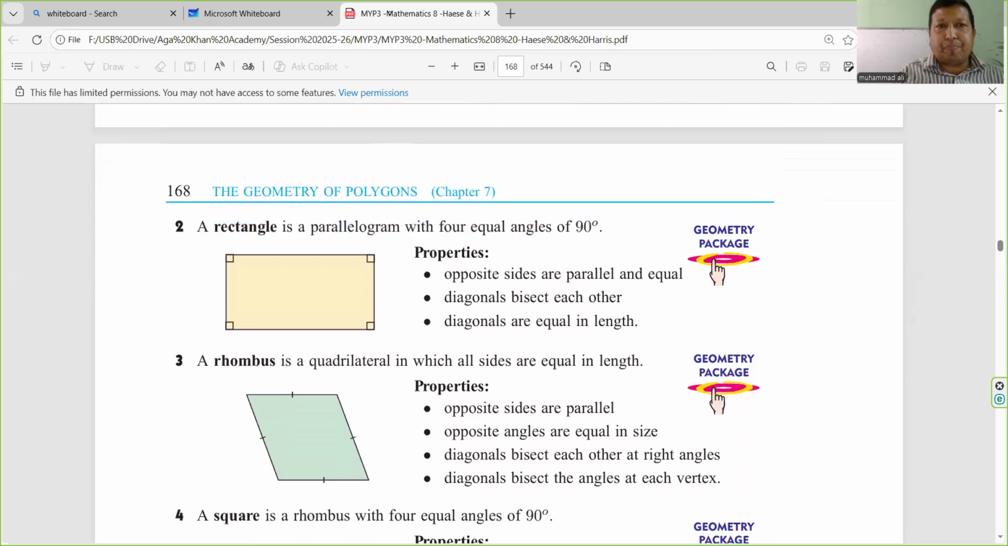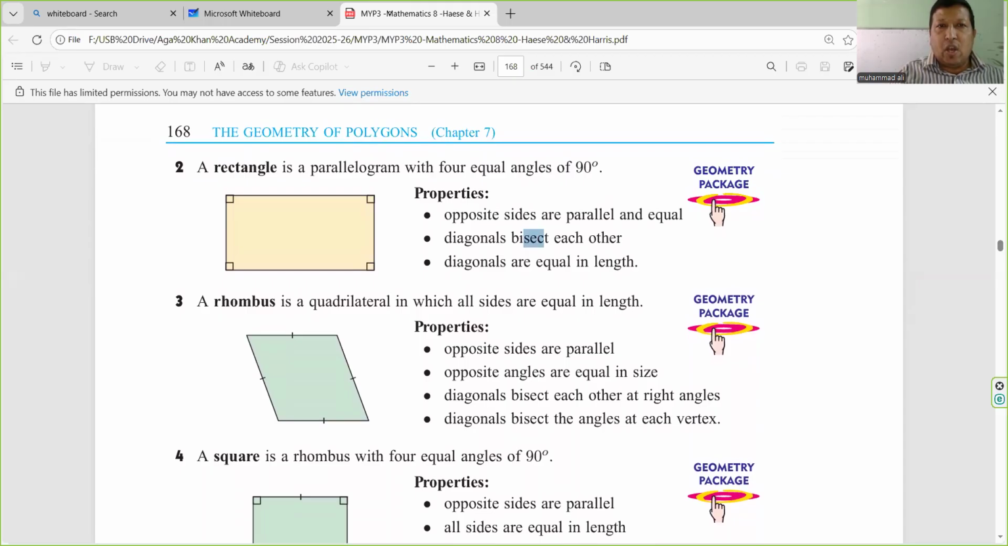Number two, a rectangle is a parallelogram with four equal angles of 90 degrees. All these angles are each 90 degrees. So the properties are: opposite sides are parallel and equal. Diagonals bisect each other. Diagonals are equal in length. This is very important.